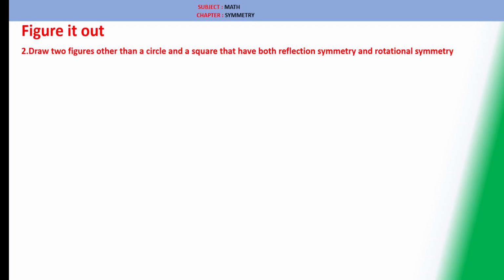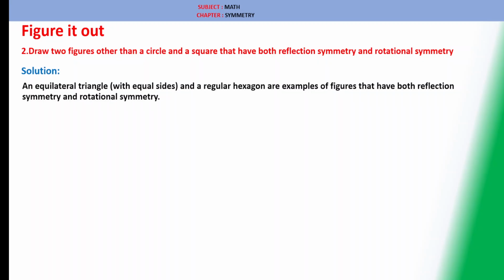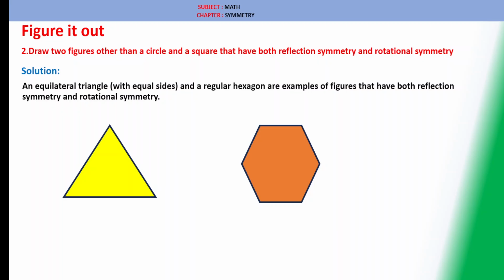Figure it out. Question number 2. Draw 2 figures other than a circle and a square that have both reflection symmetry and rotational symmetry. Solution. An equilateral triangle with equal sides and a regular hexagon are examples of figures that have both reflection symmetry and rotational symmetry. If we reflect this triangle, it will look exactly similar. Similarly, the hexagon also will look similar.